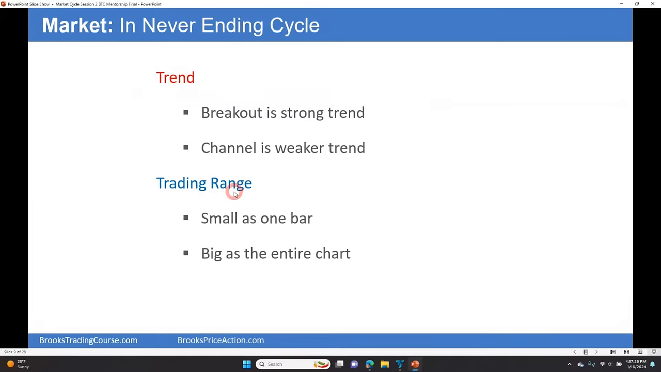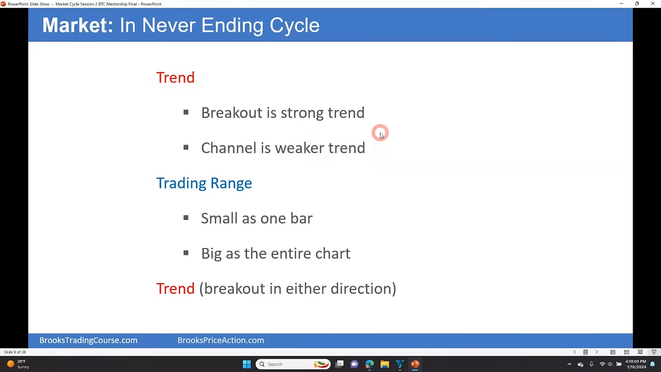And I know what you're thinking. When you think about a trend or a trading range, what about a channel? Doesn't the market cycle have breakout, channel, and trading range? That's true. With a market cycle, I think about it as two things. It's either trending or it's in a trading range. And a channel is the in-between. When you look at a channel, it is trending behavior, but after the channel ends, it's a trading range.